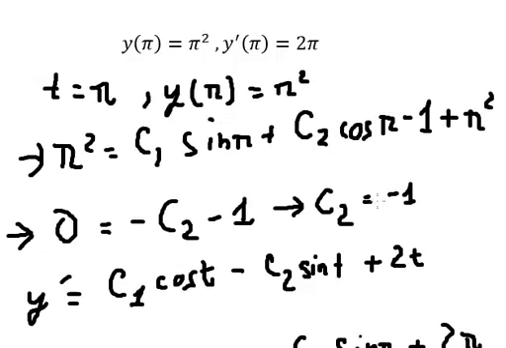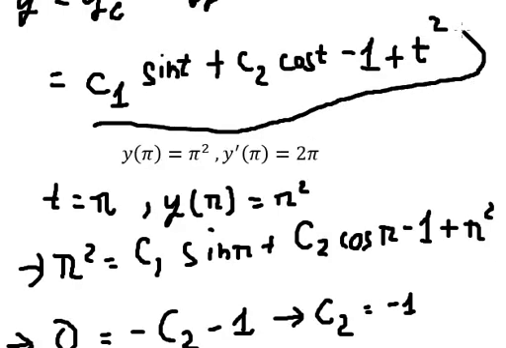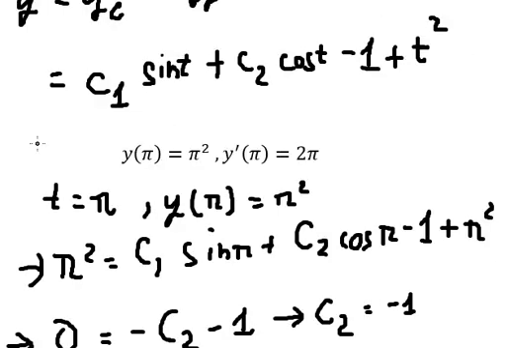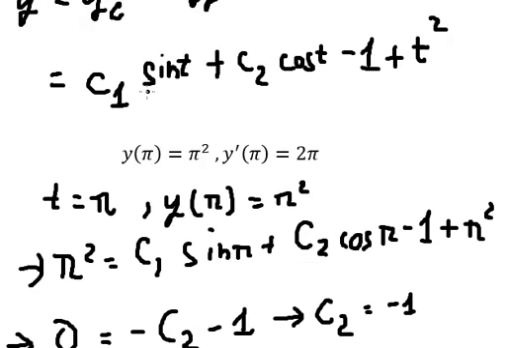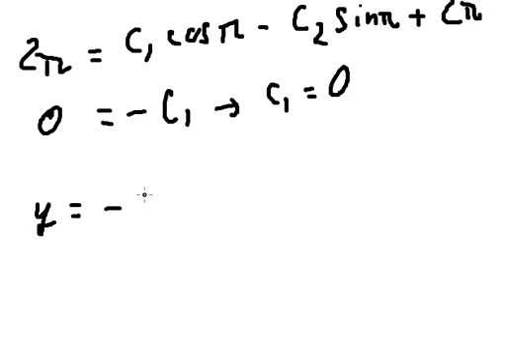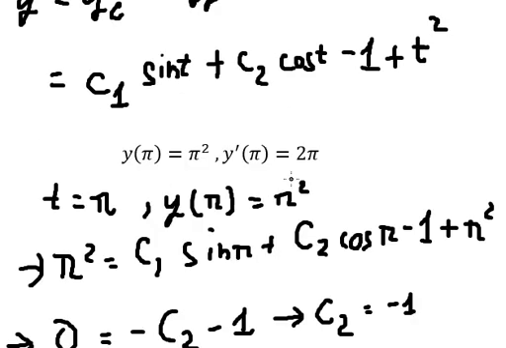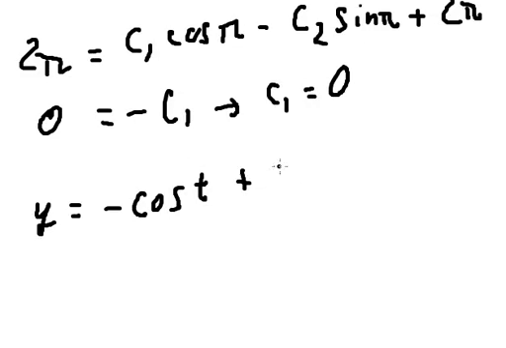After we have c1 and c2, we put the values in here. So we have like this. This one we have 0, so we don't have sine t. For c2, we have negative 1, and we put this in here, and we have negative cosine t and t squared minus 1.